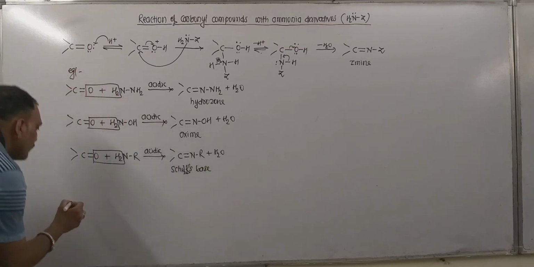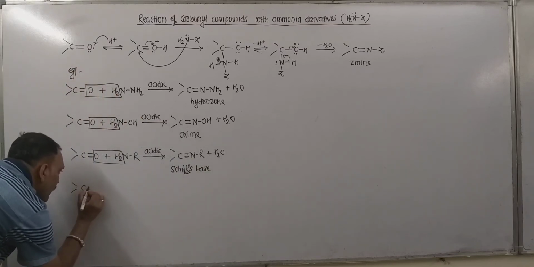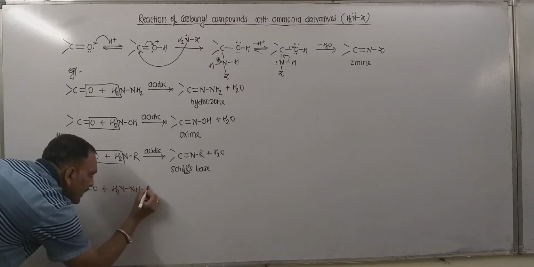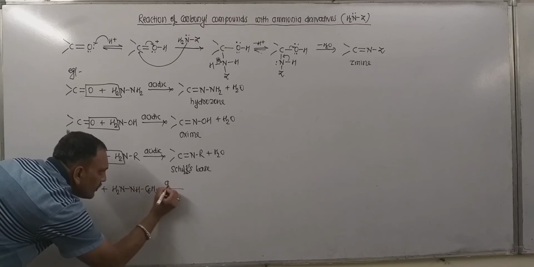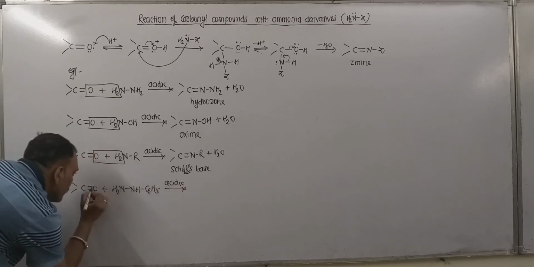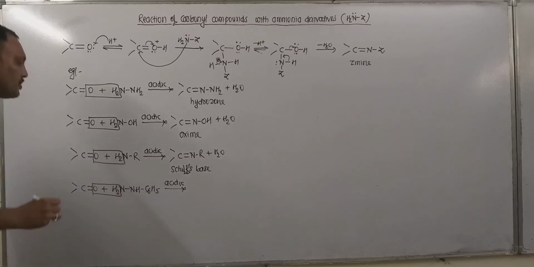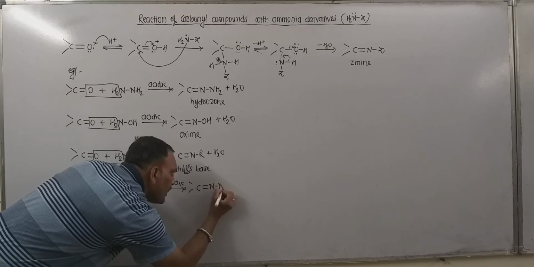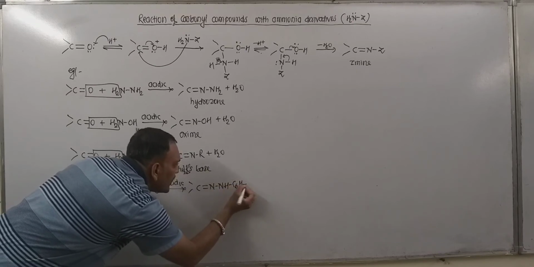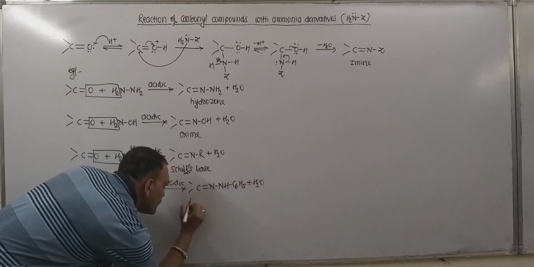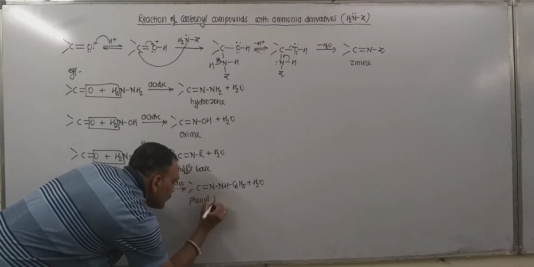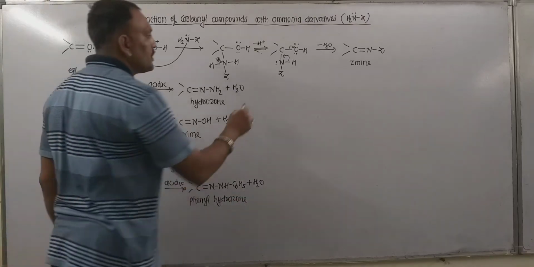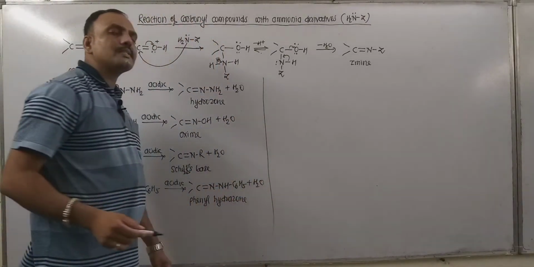Another thing, when carbonyl compounds are treated with phenylhydrazine, that is NH2NHC6H5, in acidic medium, then also departure of water can be shown in this manner and leads to the formation of a product with NHC6H5 along with water. This is the corresponding phenylhydrazone.